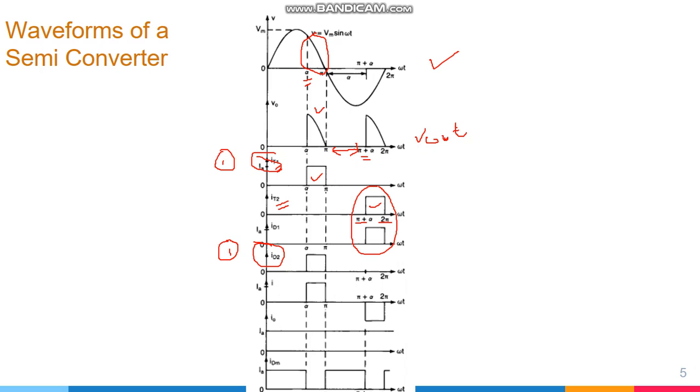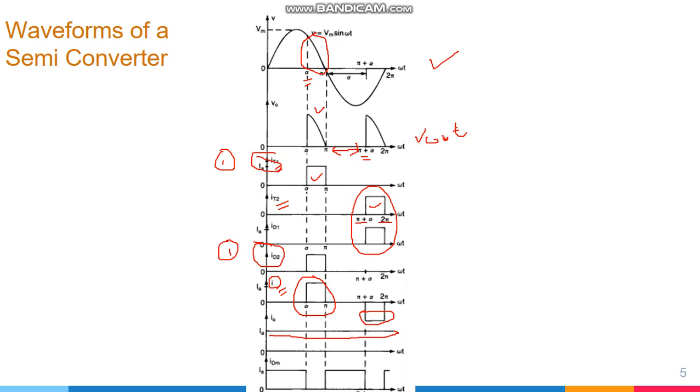Now we will see the waveform of the input current. This is I, the input current. The current from the input will be drawn during both the positive half cycle and the negative half cycle. This is during the positive half cycle from alpha to pi, in which IT1 and ID2 are conducting, and this is the waveform during the negative half cycle, in which IT2, the second thyristor, and D1 were operating.